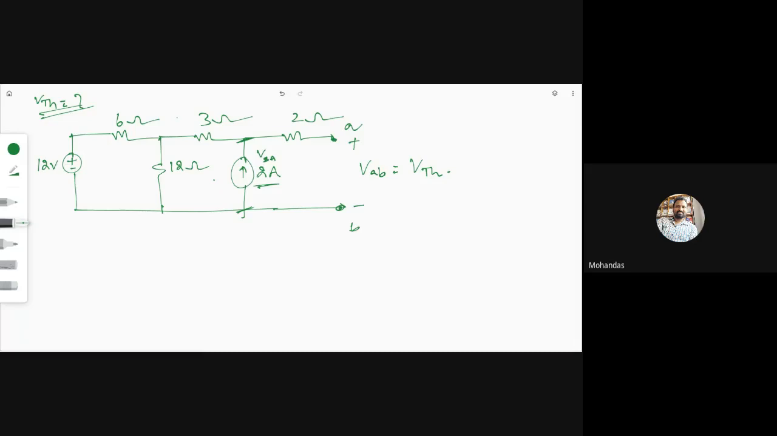Can anybody tell me how many meshes are there in the circuit? How many meshes are there in the circuit? Ranjit? Please respond. I think 6, sir. 6 meshes, not branches. After removing RL, this is the circuit mesh.